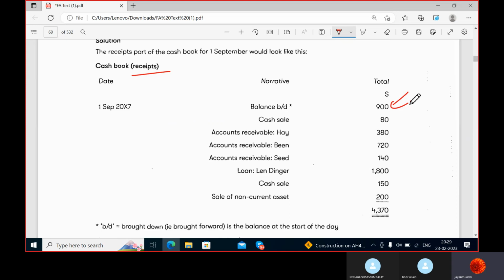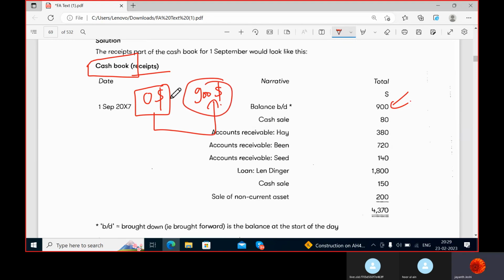Why are we writing $900 in receipts? See, cash is an asset. So when you have money in that account, you always treat it as debit. Why? Because if I have $0, the meaning is I don't have any money. But if I have $900, definitely from zero it has gone to 900. So there was an increase in cash. That's the reason why my cash account is showing a balance of $900. So an increase in cash is always debit, so I always put that in debit.